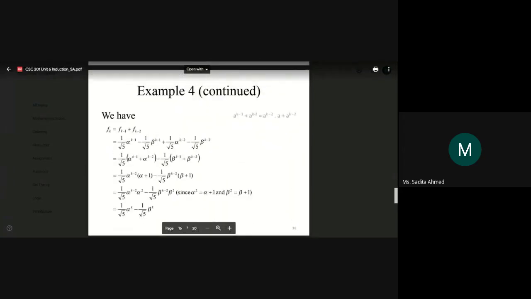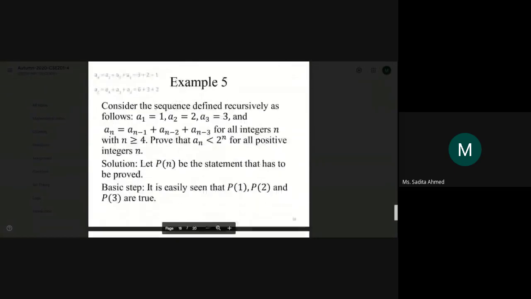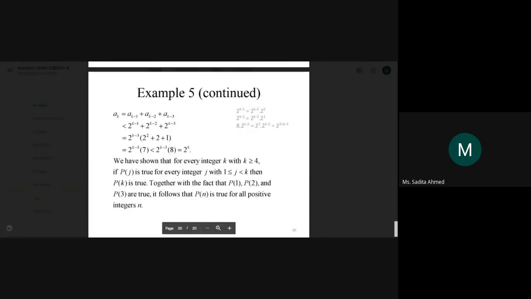Preceding the kth position. As you can see in the Fibonacci sequence, since it's recursive, it utilizes multiple values preceding k. Same goes for the next example. Here again, since it was recursive and it was defined based on the previous three values, here again we had to utilize the three values preceding the kth position.